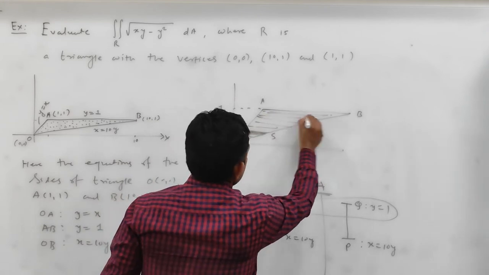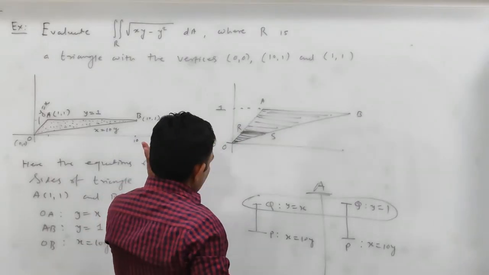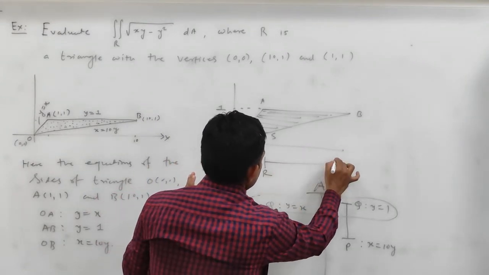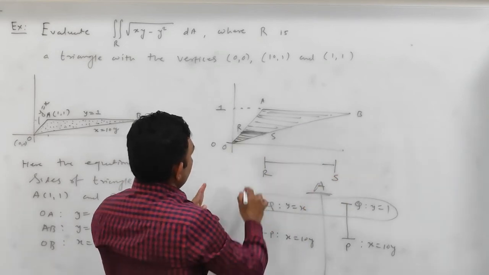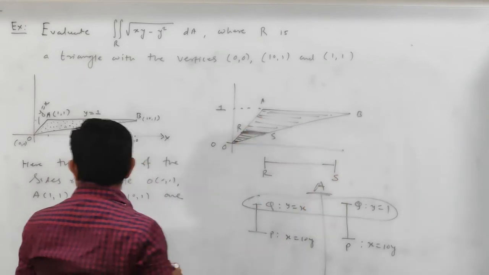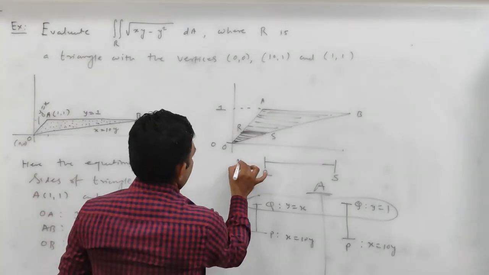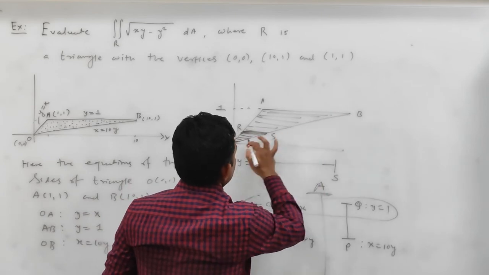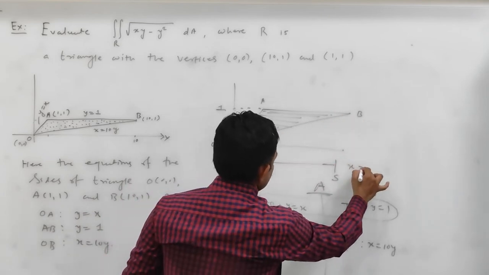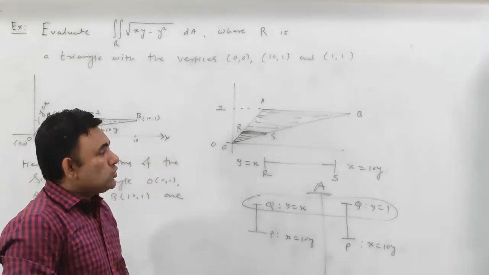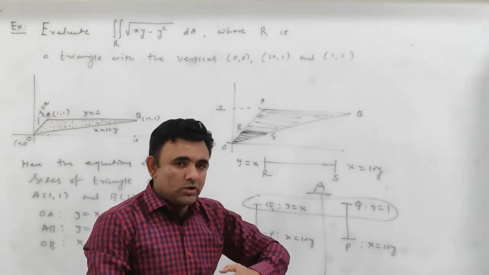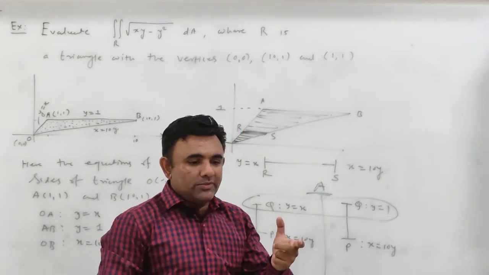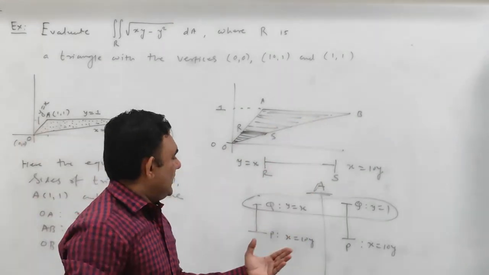So in every situation, see this is the R point and this end is S. The R end will always lie on OA. OA means what? y equal to x. And the other end, this point, will always lie on OB, and OB is what? x is equal to 10y. So throughout, from bottom to top, the left end and right end of the strip lie on the same curves. So there are no two parts.